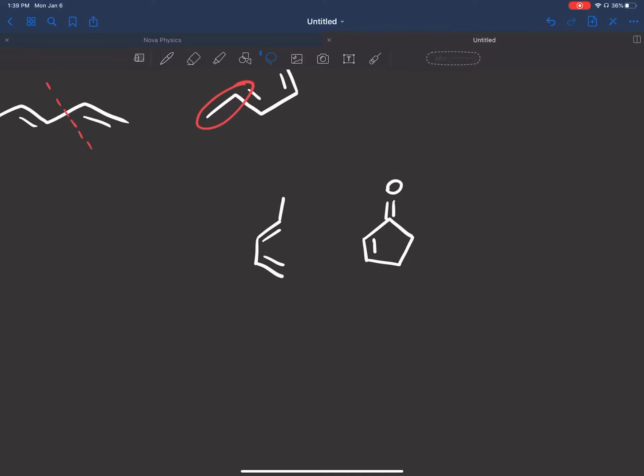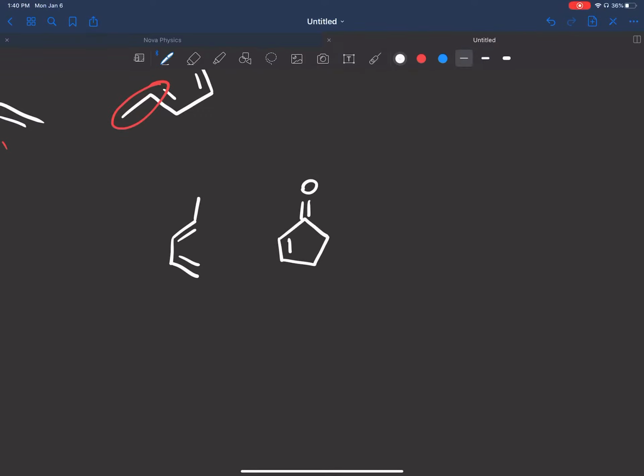Now we've got to find a product. Okay? So let's see. Remember, the first step in the Diels-Alder is the regiochemistry, right? Where's that partial positive and negative? So let's draw some resonance structures.